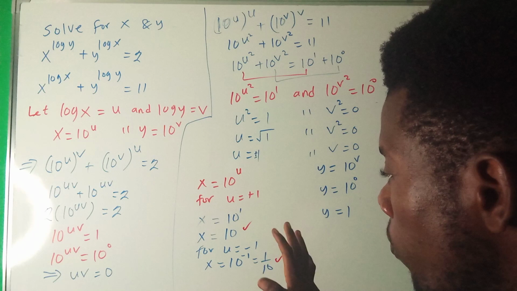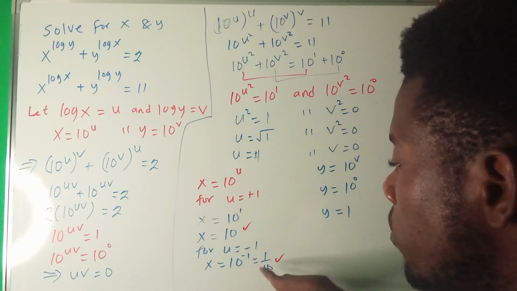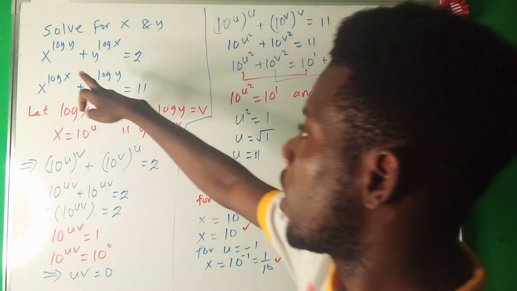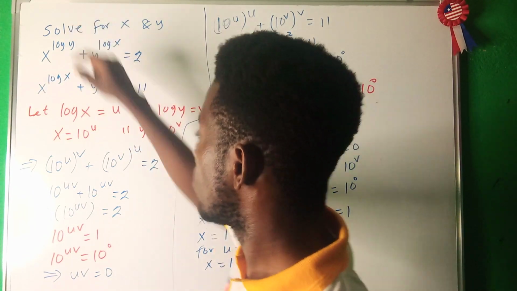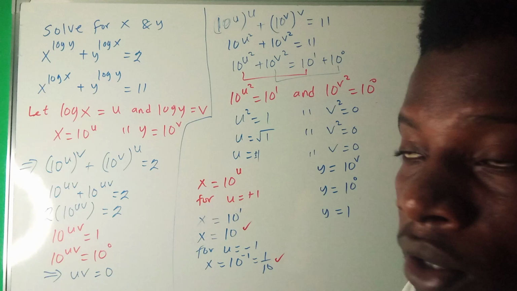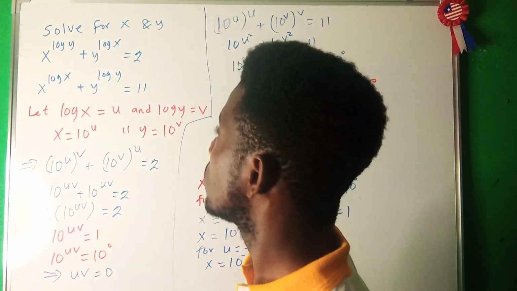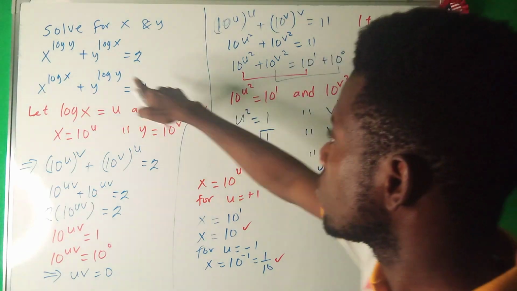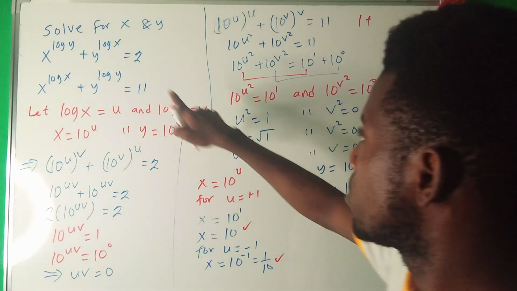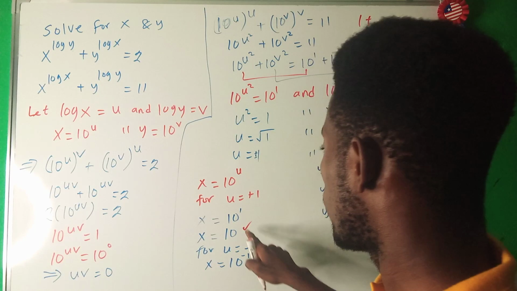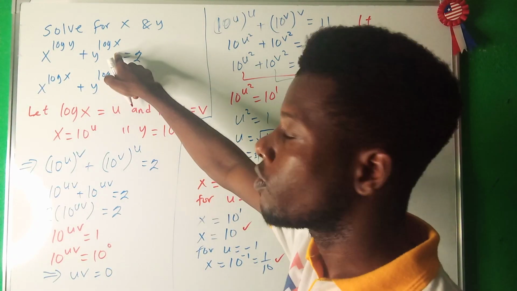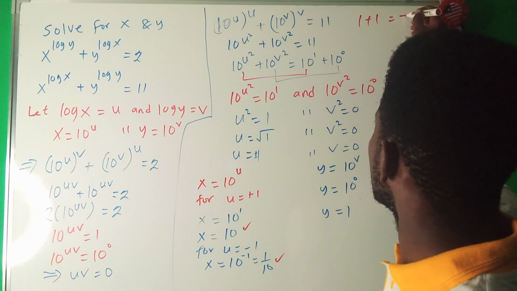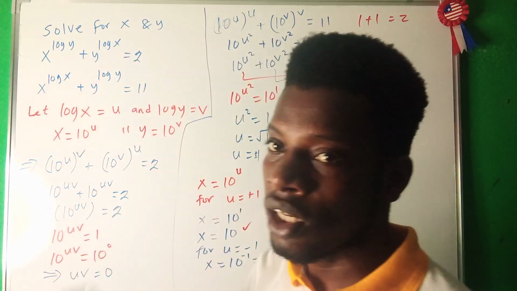Therefore, we want to prove using these values. So if we take x is equal to 10, we have 10 raised to the power of log 1, and log 1 is 0. So 10 raised to the power of 0 is 1. So this will give us 1 plus y is 1, and 1 raised to the power of log of 10, and log of 10 with the base of 10 is also 1. So 1 raised to the power of 1 is 1, and this 1 plus 1 is actually going to give us 2. This equation is satisfied.